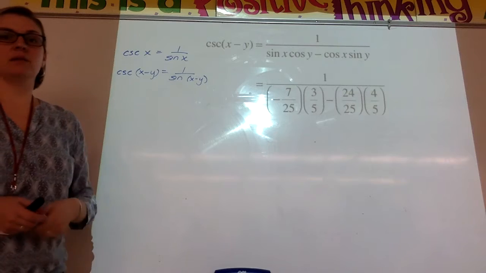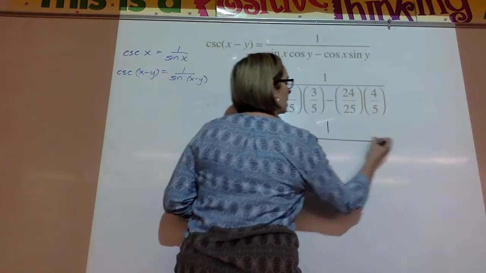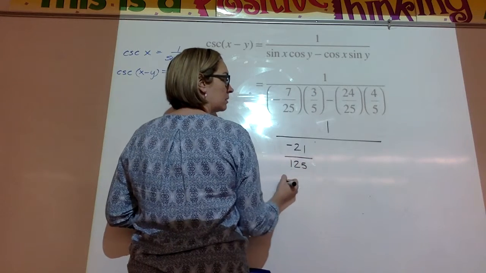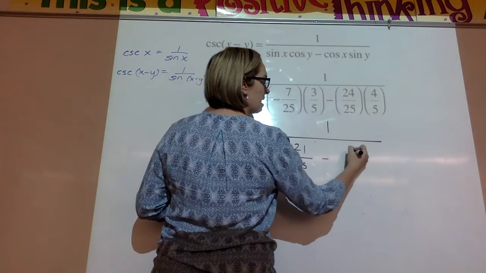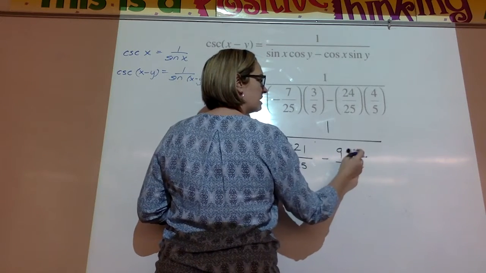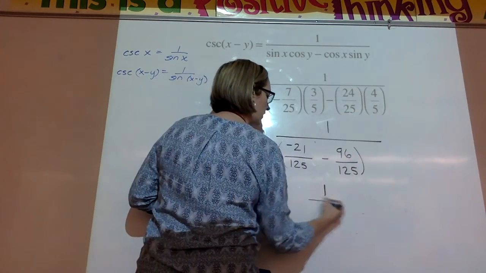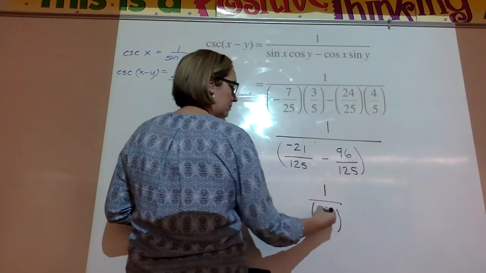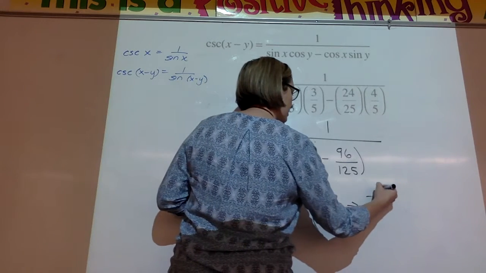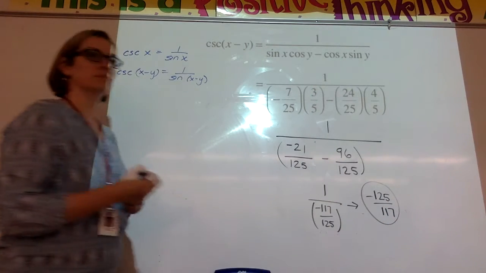I have to do all the math in the bottom, right? So what do I get? 1 over what? Negative 21 over 125 minus, what is that, 16, 196? 98? Wasn't it 96? Over 125? So I get 1 over what fraction? Negative 117 over 125, which then I can take the reciprocal to be negative 125 over 117. Do you all agree? Do we have any mistakes?